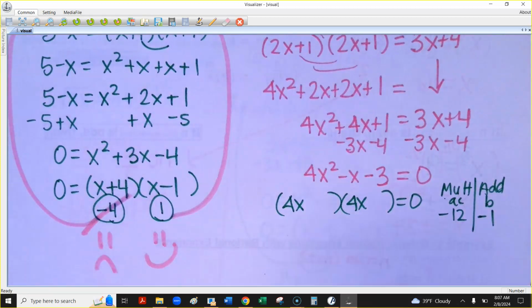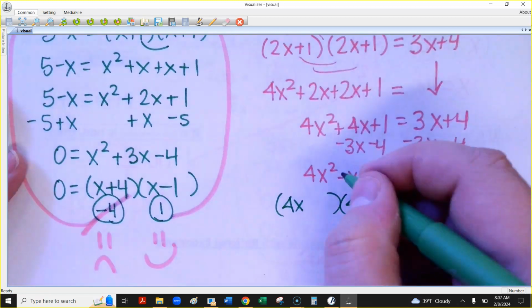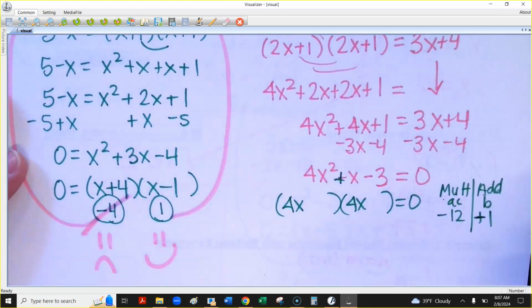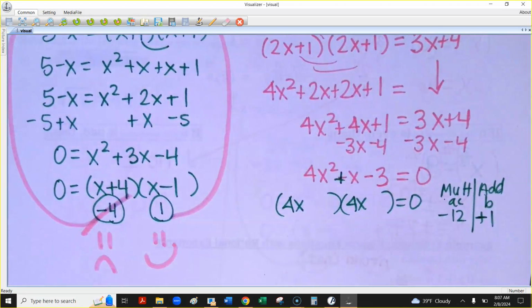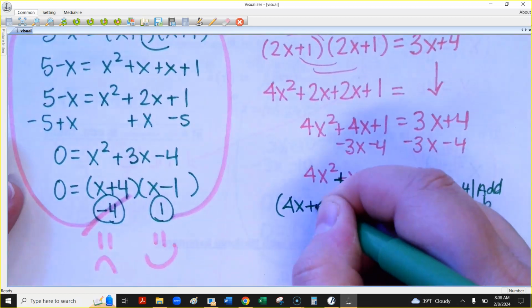Yes, it would be positive 1. You're totally right. Sorry about that, you guys. I didn't subtract properly on there. 4x minus 3x is positive 1. This will still work. Can you think of two numbers that multiply to give you negative 12 and add to give you positive 1? Yes. Okay, so it doesn't matter. One's a plus 4, one's a minus 3.